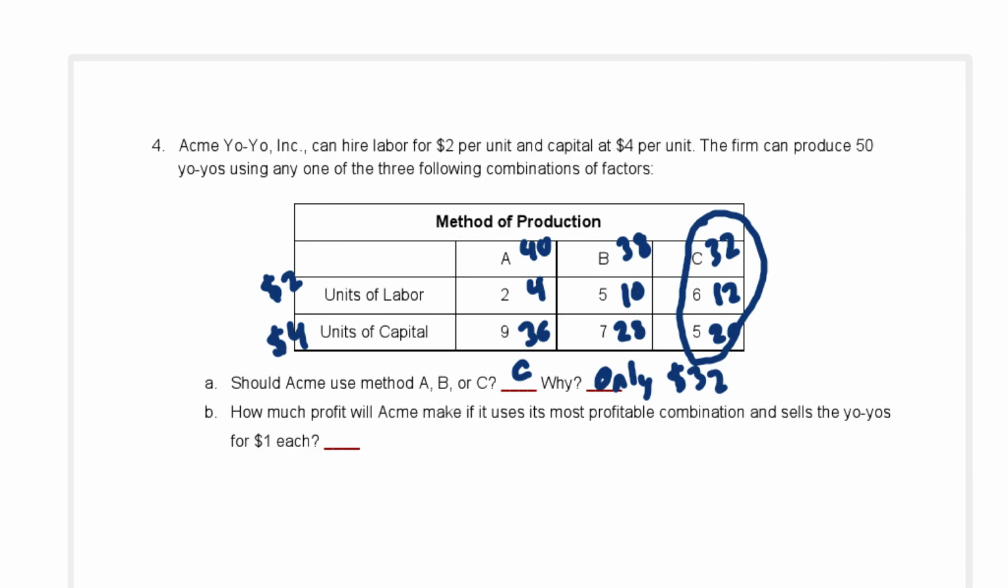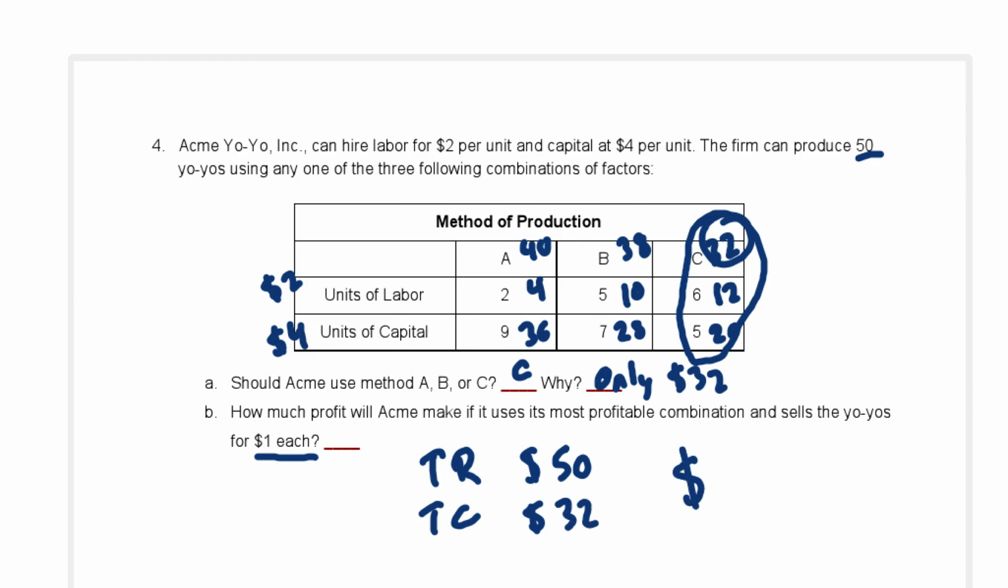And then how much profit will it make? If it makes its most profitable combination, it sells the yo-yos for $1 each. So remember, we can produce 50 with any of these. So 50 times $1 each is $50. And my total cost, remember, we just had it right here, is $32. Which leaves us with a profit of $18. 50 minus 32 is 18.